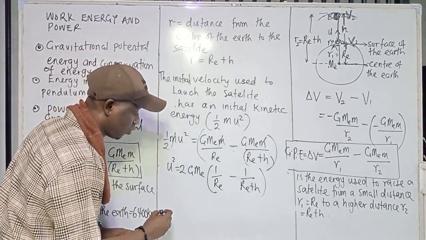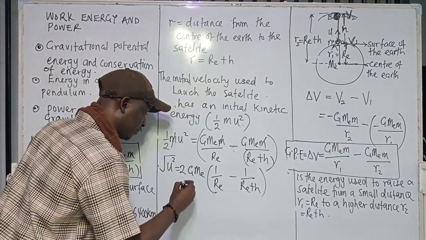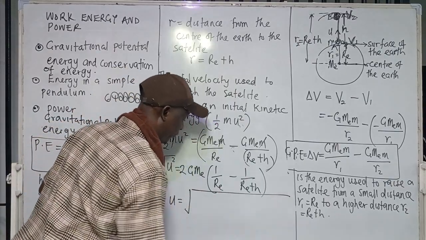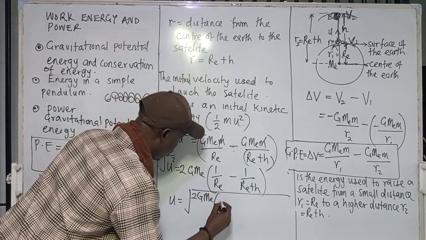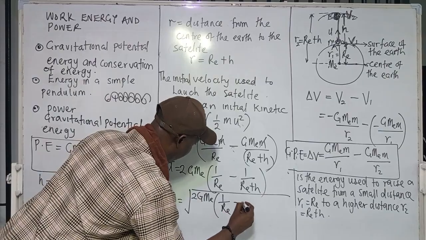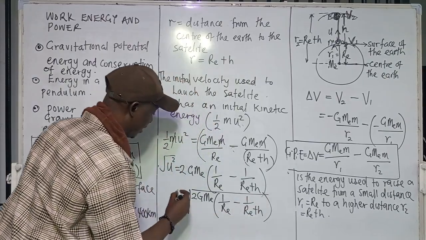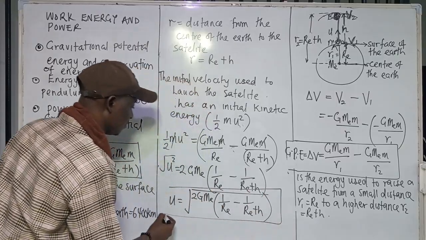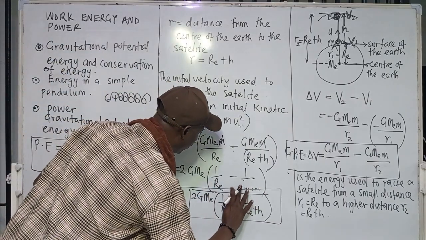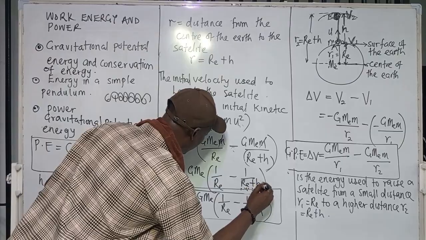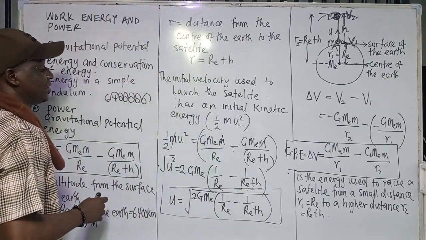You take the square root of both sides, which is u is now the square root of 2GME times 1 over RE minus 1 over RE plus H. This is a formula that you should not play with. Very important formula. So this formula is what we use for the velocity that we use to raise the satellite to that particular height.